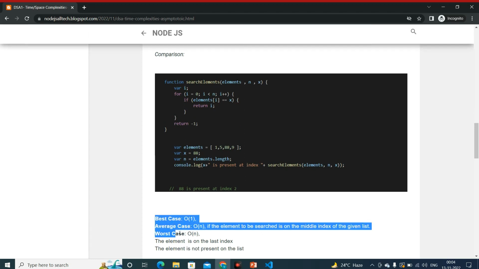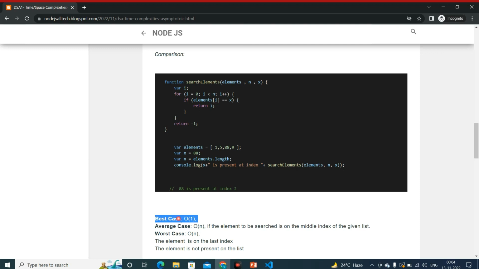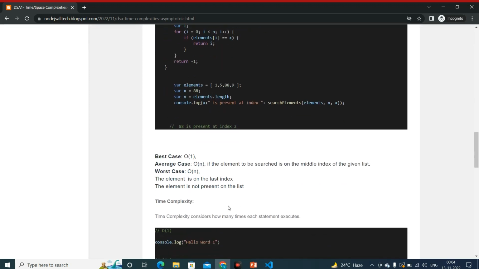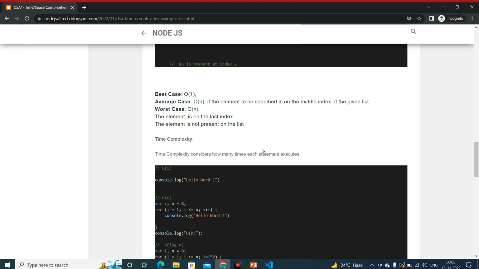Out of these three, generally we use the worst case, because the best case will always give you the least scenario, that is the least and best case, but the worst case will always show you all the scenarios, and we can find the time complexity as per the worst case scenario only. Hence we generally use the worst case, that is big O notation, to find the time complexity. Now this is all about the asymptotic notations. Now the main point is time complexity.